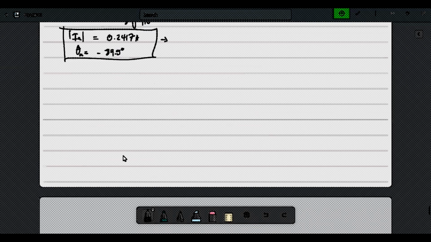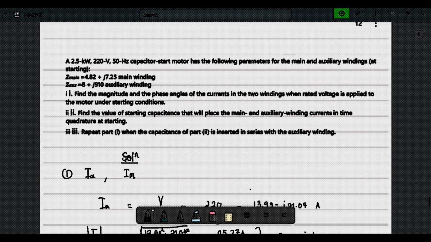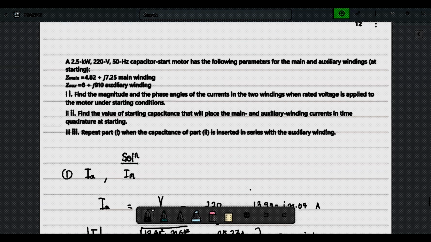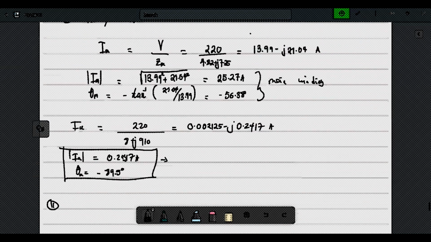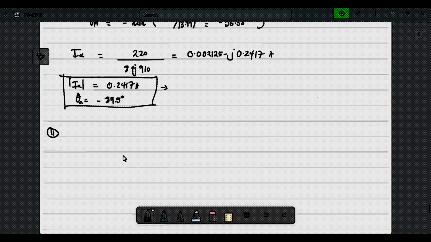And then part two. Part two of the question says, what does it say? Find the value of the starting capacitance that will place the main and auxiliary winding currents in time quadrature at starting. So what does this mean? According to the nature of the single phase induction motor, it's not self-starting, okay? The single phase induction motor is not self-starting.